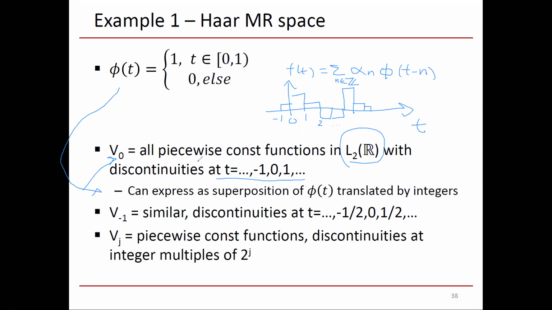Now, what about the other V's? This is V0. So V minus 1 has its discontinuities at minus half, 0, plus half, basically multiples of half. V plus 1 has its discontinuities at multiples of 2, and Vj is a piecewise constant function, again in L2 of R, so finite energy, with its discontinuities at integer multiples of 2 to the power of j.